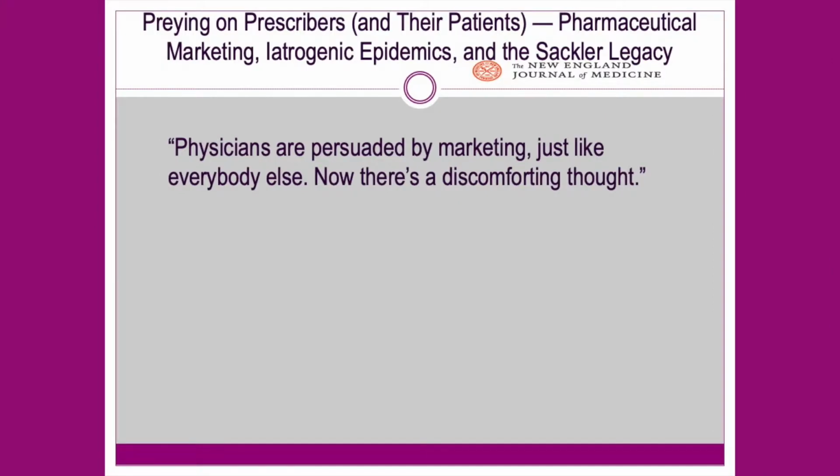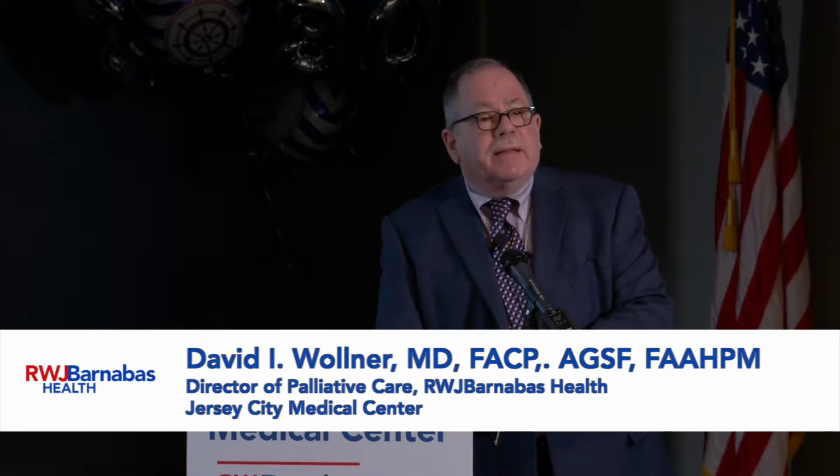An article just a week ago in the New England Journal, and I'll read the title of it, Preying on Prescribers and Their Patients, Pharmaceutical Marketing, Iatrogenic Epidemics, and the Sackler Legacy. This is really just unfolding, and it's not clear legally, but there's really good evidence to suspect that there was almost a conspiracy with pushing and overestimating the safety of opioids.